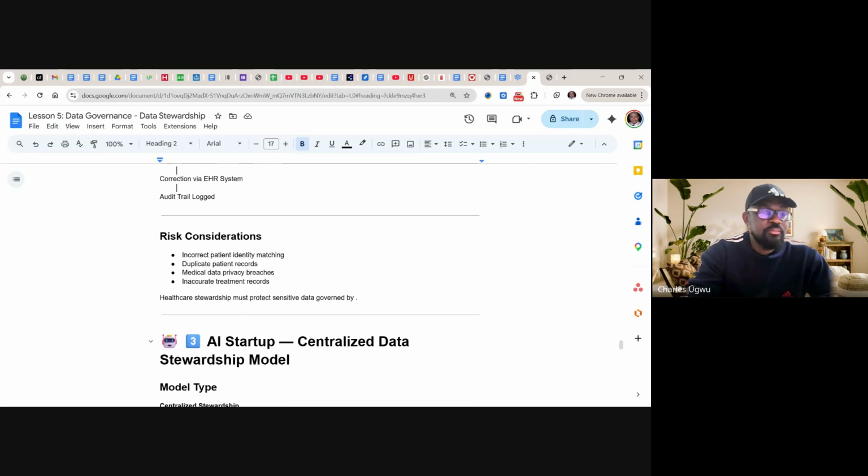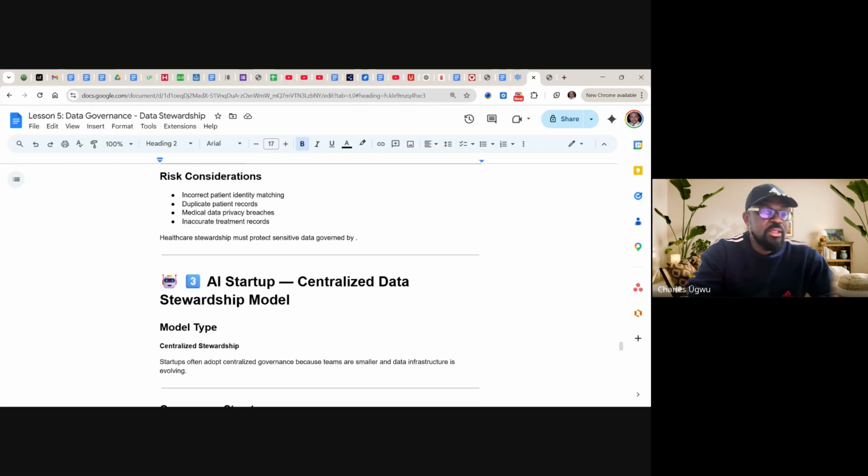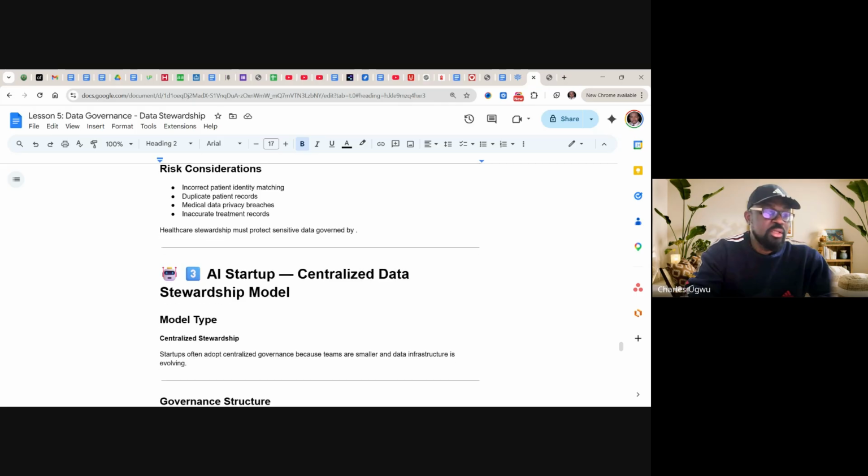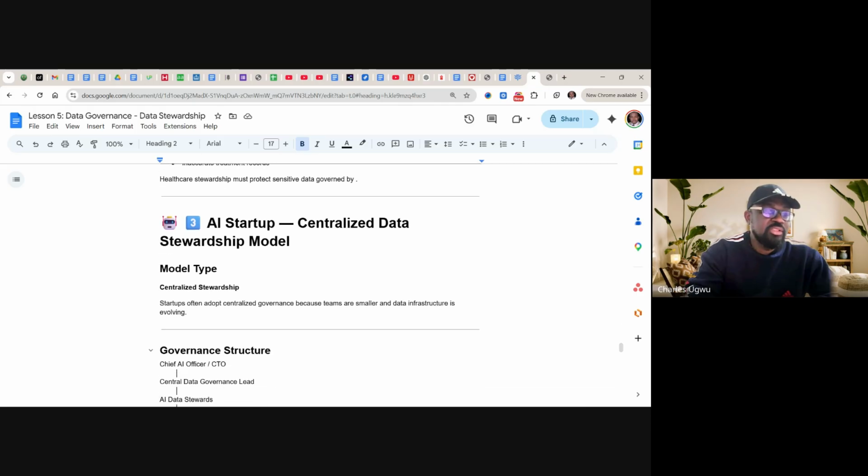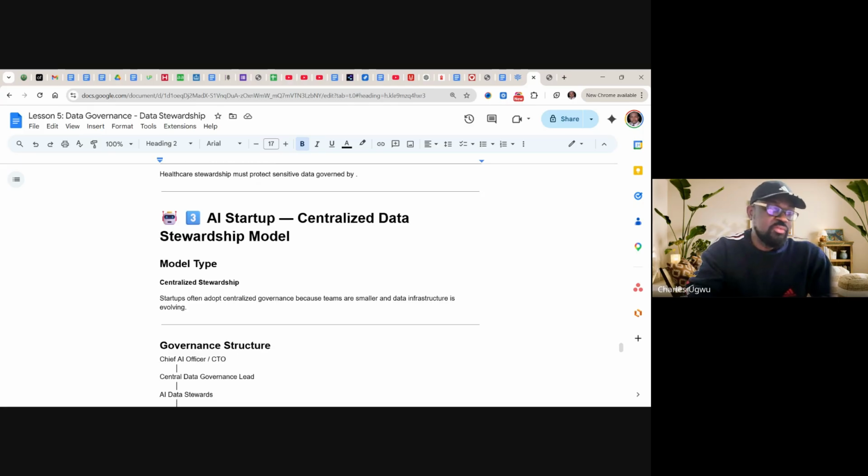And then the AI startup central data stewardship model. Under here, we'll have the centralized stewardship model. So the startup often adopts the centralized model because teams are small and data infrastructure is evolving.